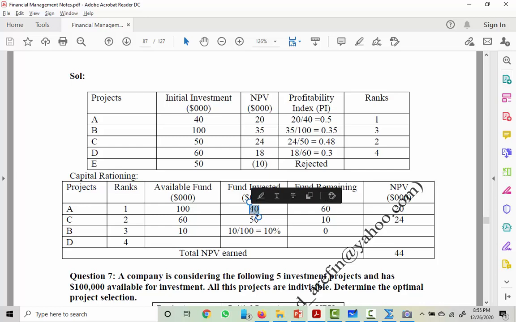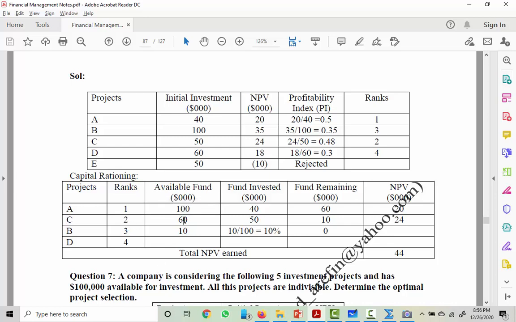So after you invest $40,000 from this available fund of $100,000, you will be left with $60,000. That means 100 minus 40, that is the fund remaining after investment. After the fund is invested, the fund remaining will be $60,000, right? And after you complete the project, you will get an NPV of $20,000, right? So the second best project is project C. So now we need to invest in project C, right?